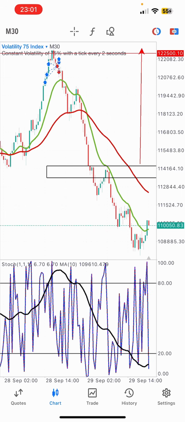Okay, so the confirmations we use are the crossover. We focus on supply and demand, the supply and support and the resistance. Okay, then you can also look for market structure.